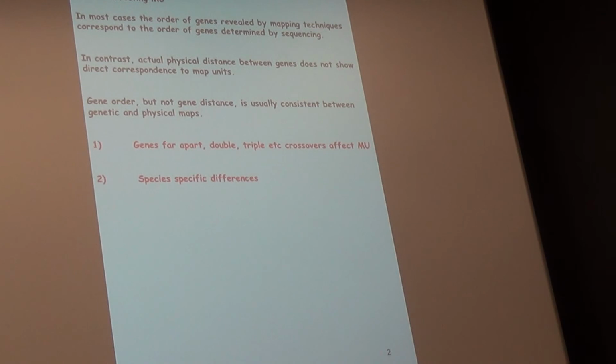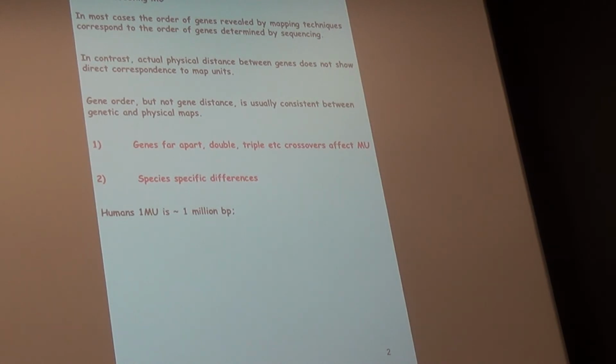Here, you also have differences based on species. There is greater recombination in one species compared to another. So in yeast, there is much greater recombination as a function of distance than in humans. And so when you look at map units in yeast or in humans, in human, one map unit is approximately 1 million base pairs.